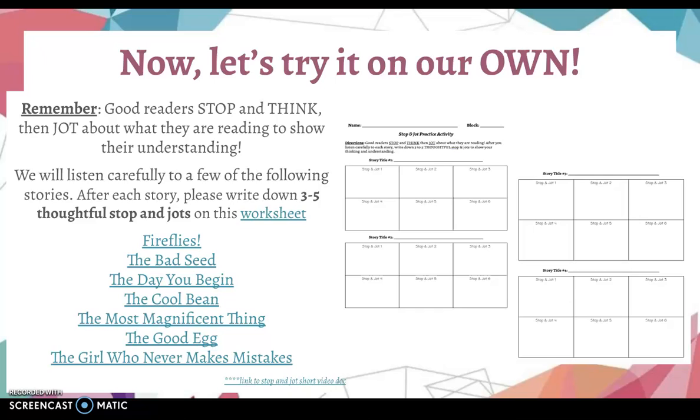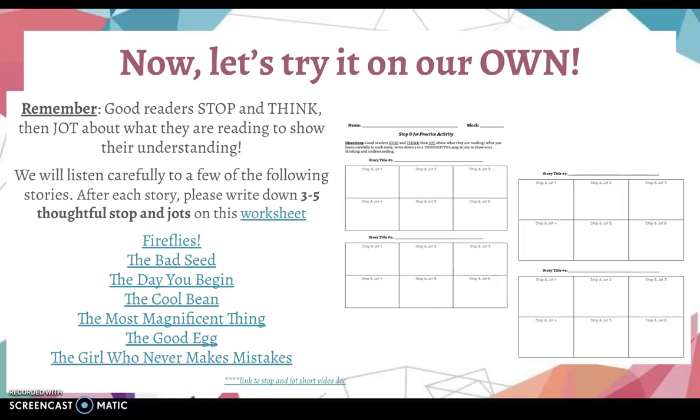So now you're going to be trying on your own. Remember, good readers stop and think, then jot about what they are reading to show their understanding. You're going to have the option to listen to a few of the following stories. After each story, you're going to write down 3 to 5 thoughtful stop and jots on this worksheet. I have a picture of it on the right.